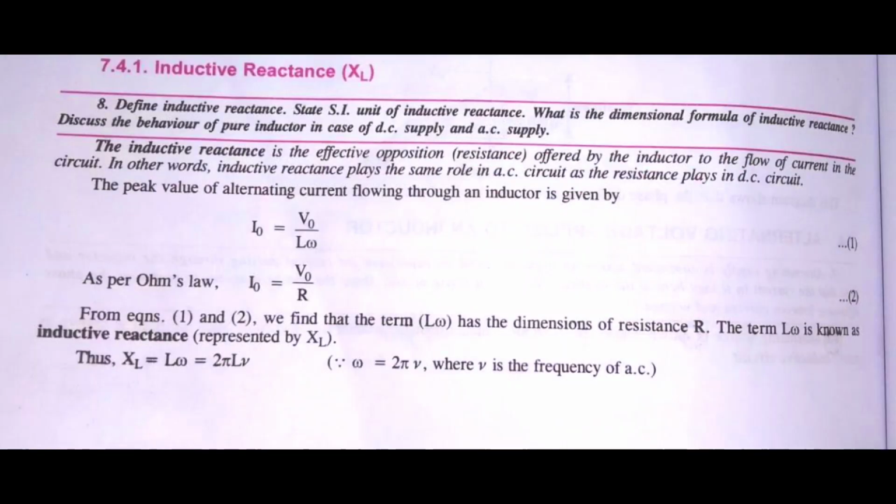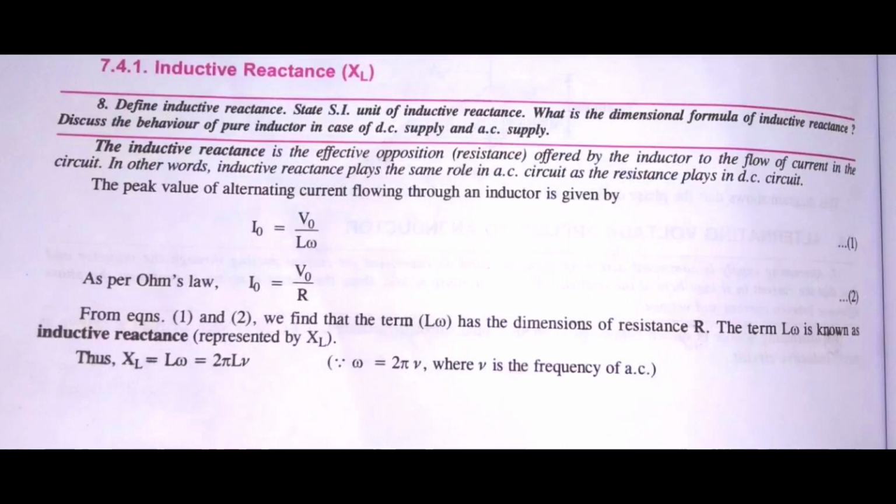Now we can calculate the inductive reactance. Inductive reactance is actually a resistance, or the opposition offered by the inductor to the flow of current in the circuit. In other words, we can say that inductive reactance plays the same role in the AC circuit as resistance plays in the DC circuit. So we know the formula I naught is equal to V naught divided by L omega. So apply Ohm's law.